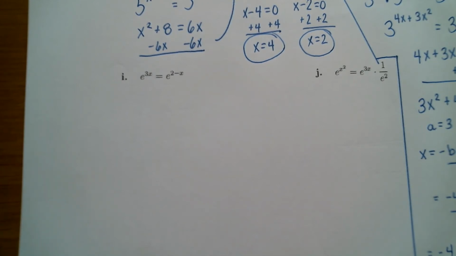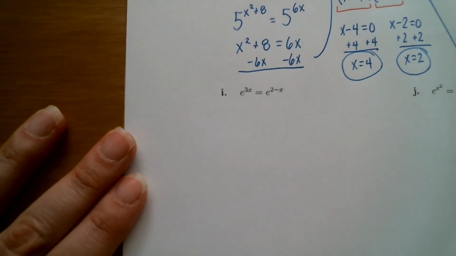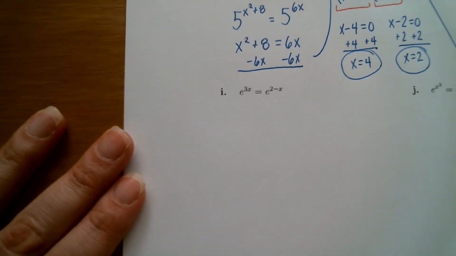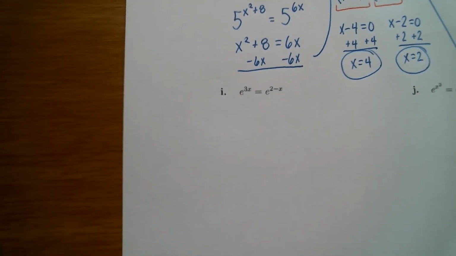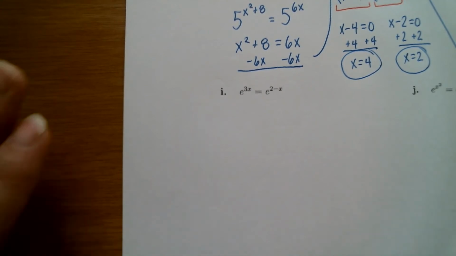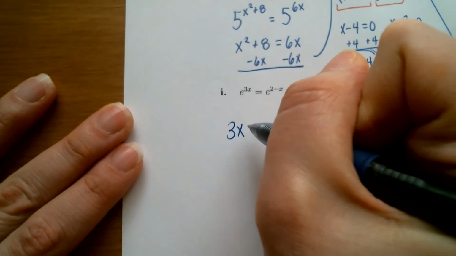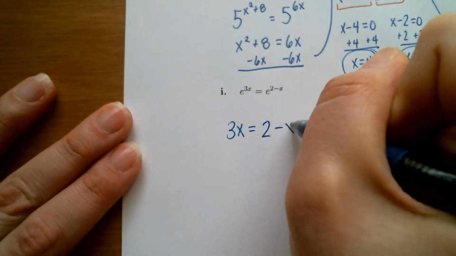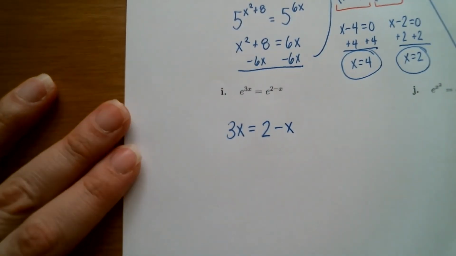Okay, this one's not bad at all, because all you have on the left side is e to a power equal to e to a power. On both sides, you have the same base, and the exponents are already simplified. So all you have to do is set the exponents equal to each other. That's it. Okay, so the x's have come out of the power.